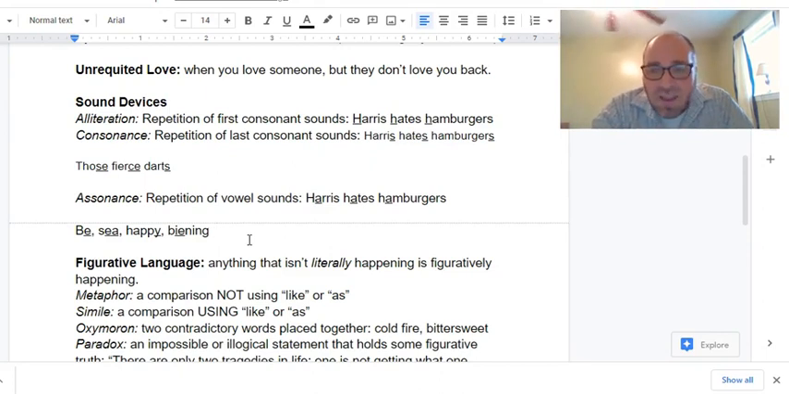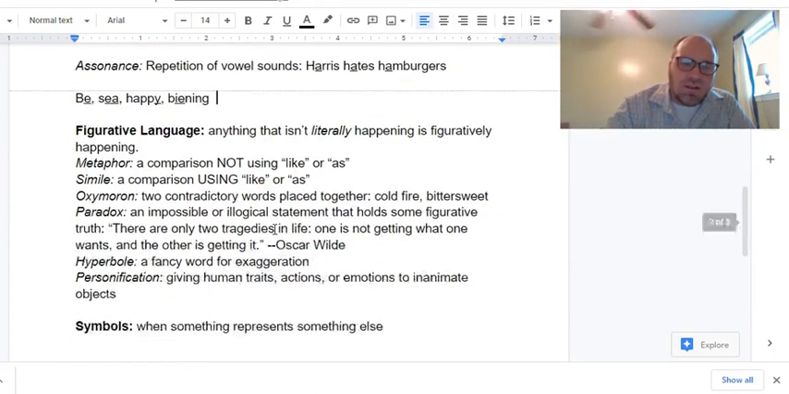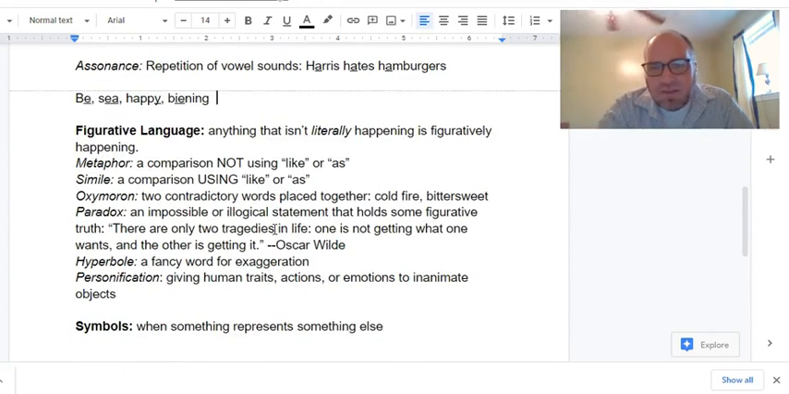And so, in order to get the sound devices and understand them, you may have to actually say the poems out loud and listen to them with your ears to make those connections. All right, we're getting there. Last couple of things, figurative language.